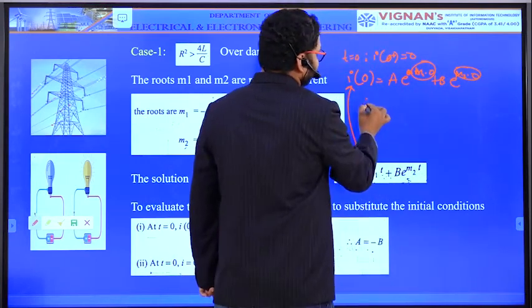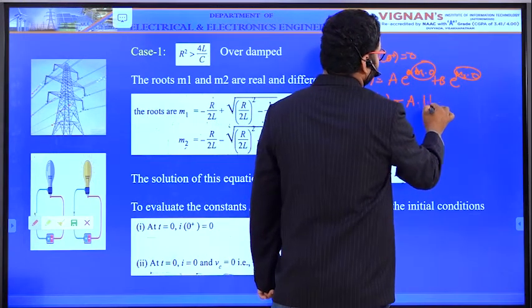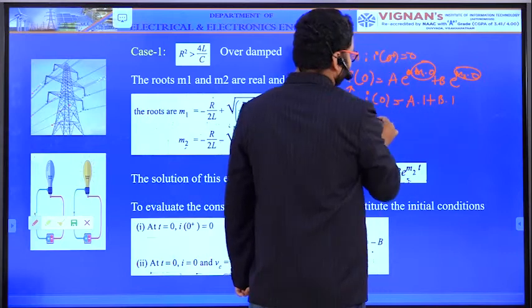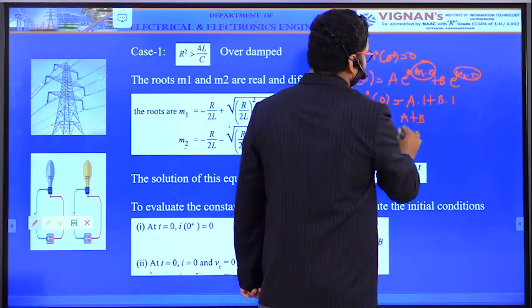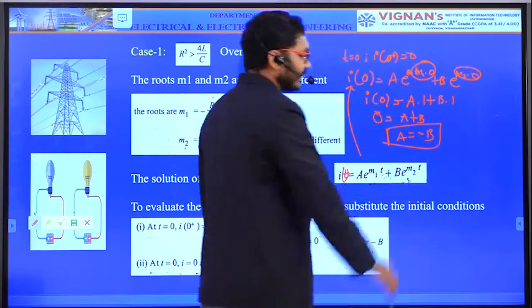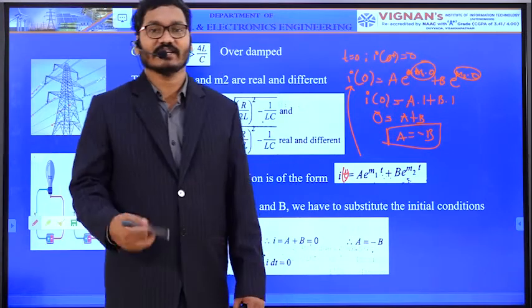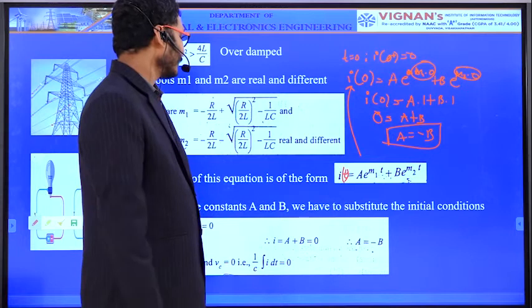So i of 0 equals a into e to the power of 0, which is 1, plus b into 1. I of 0 is 0, as we already know, so a plus b equals 0. So a equals minus b. Once you get the b value, you will get the a value; otherwise, once you get the a value, you can get the b value. This is from one equation.